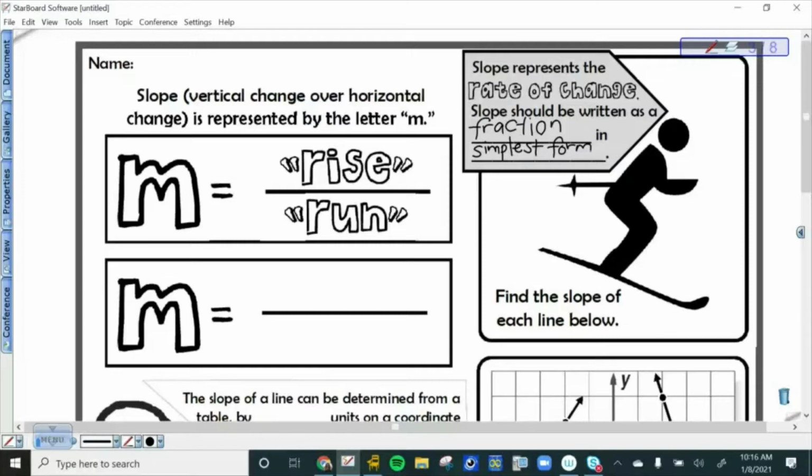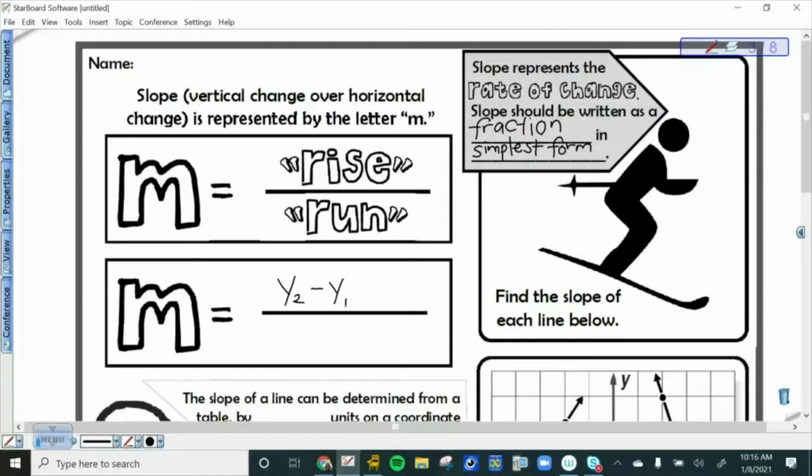So when we're calculating slope, we're going to look at the difference between y values. Remember, y is our vertical axis, whereas the run is calculated by the difference of our x values. Remember, x-axis is our horizontal. So here I'm going to write the slope. Usually it's denoted by the letter m. And the rise is going to be one y value minus another y value.